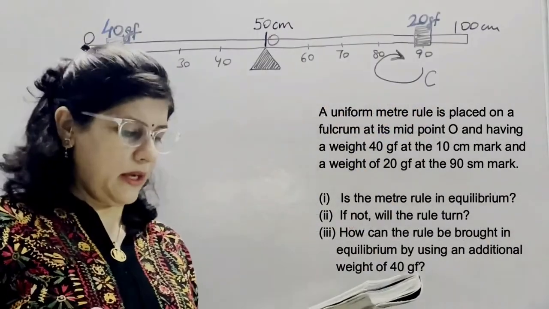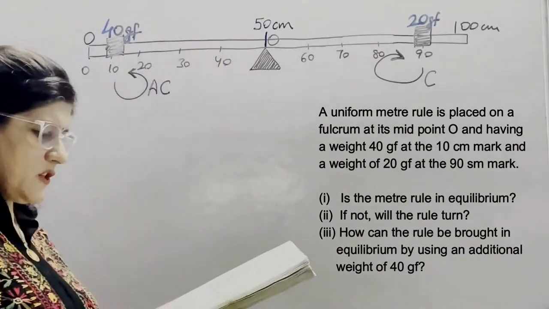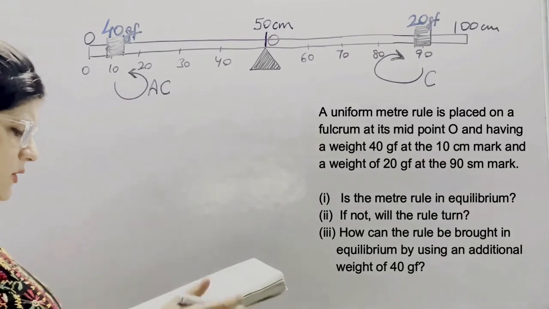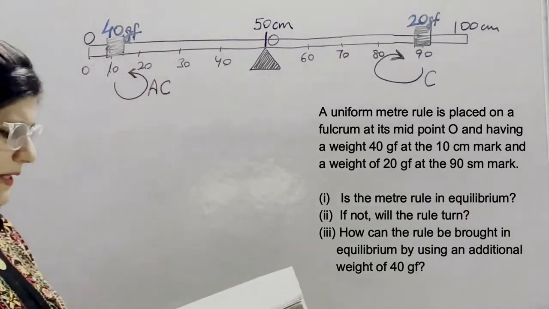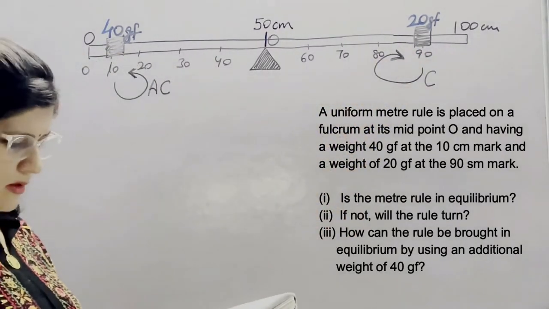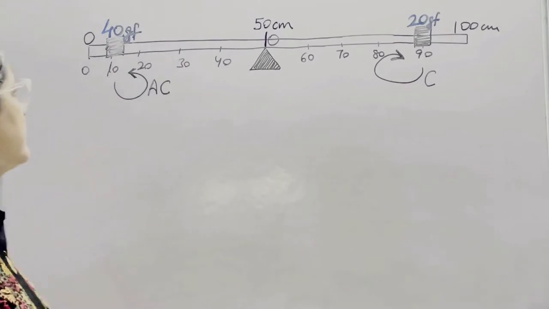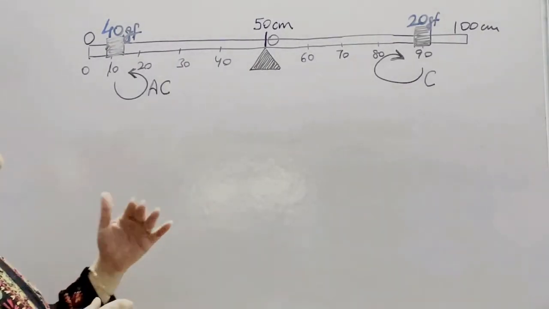In the next numerical, again we have a uniform meter rule placed on a fulcrum at its midpoint O, having a weight of 40 GF at the 10 centimeter mark and a weight of 20 GF at the 90 centimeter mark. Is the meter rule in equilibrium? So first of all, try to calculate where the clockwise moment is and what its value is.